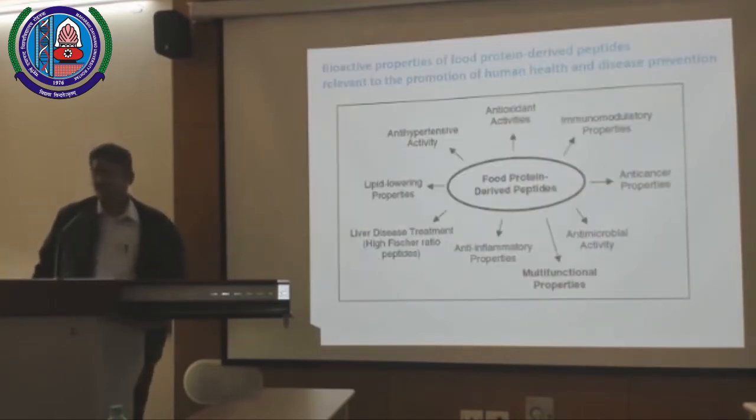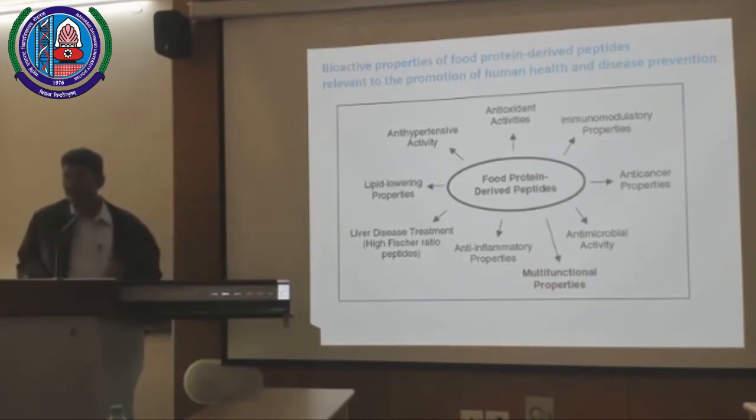So, bioactive properties of food protein derived peptides, promotion of human health and disease prevention. The key idea is that we take the whole food. This is the introduction, we said we take whole food. In your food format, if something is missing, we'll take that as whole food. If you don't get it that way, then you have to go to the other systems available.